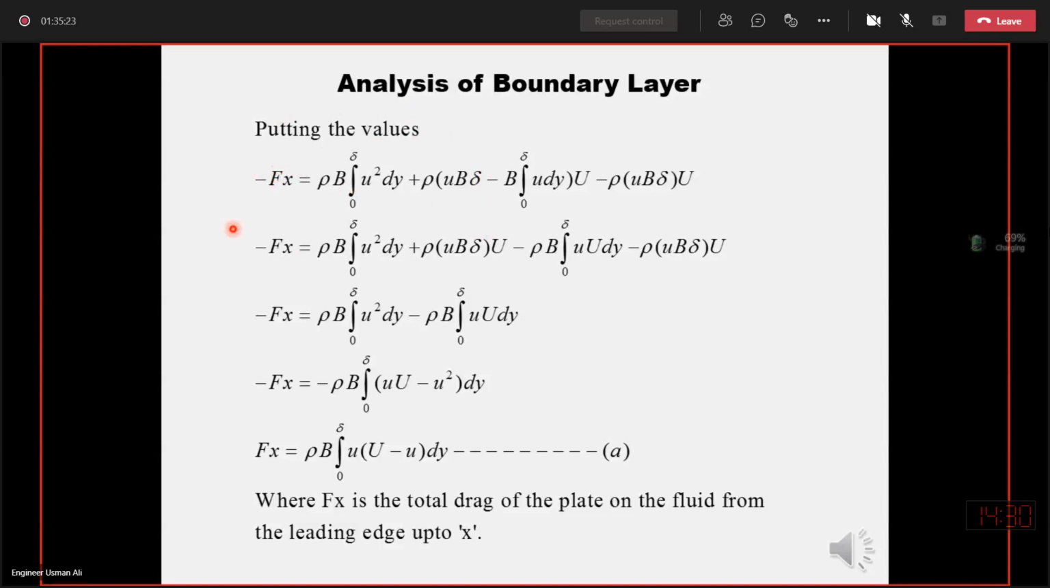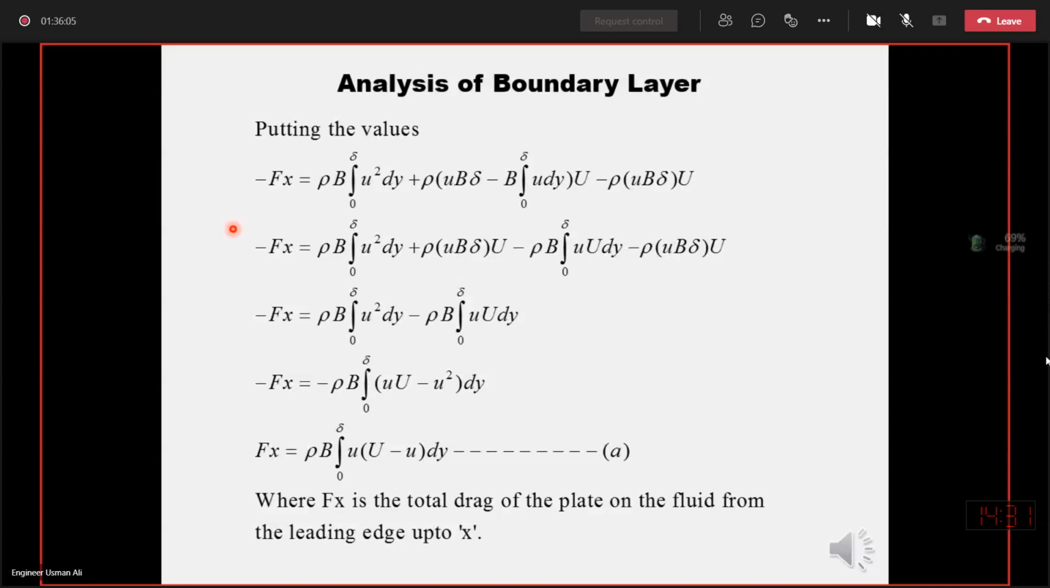The sum of all the external forces acting on a control volume of the fluid is equal to the rate of change of momentum. The sum of all the forces acting on a control volume of the fluid, the algebraic sum of all the forces, is equal to the rate of change of momentum on that control volume.